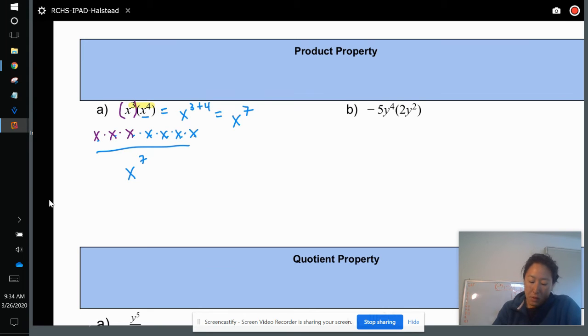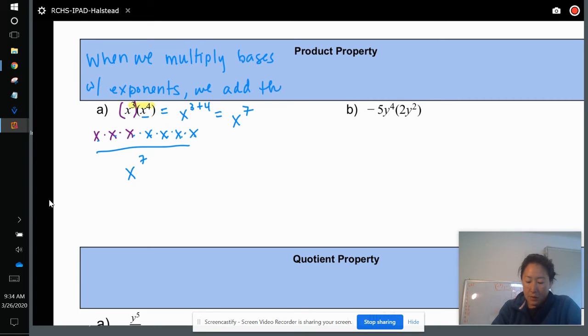So when we multiply bases with exponents, we add the exponents to combine.